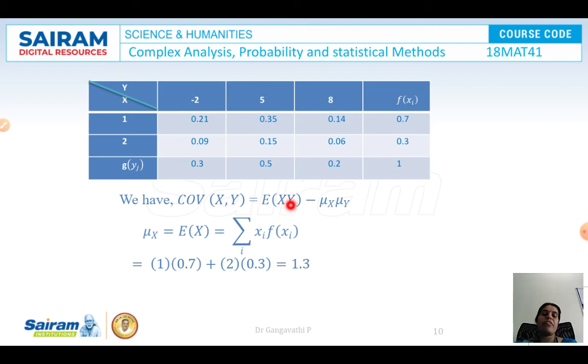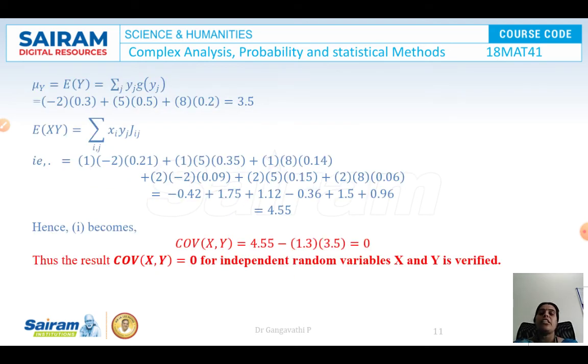The formula for finding the covariance is E of xy minus mu x mu y. So we have to find E of x, which is mu x, which is summation of xi into f of xi, and i takes two values. On expanding the summation, substituting and simplifying the values, we get mu x is equal to 1.3. Similarly, mu y is summation over j of yj into g of yj, and there are 3 values of y, so j is equal to 1, 2 and 3, and mu y happens to be 3.5.